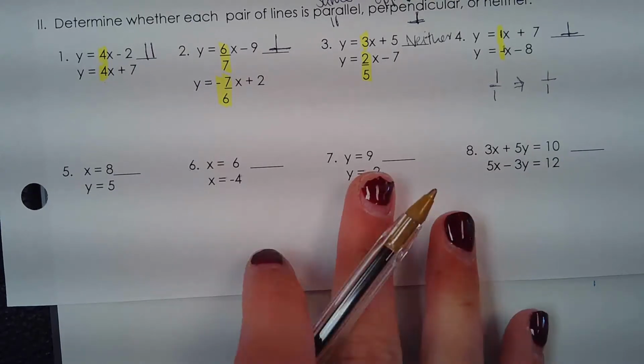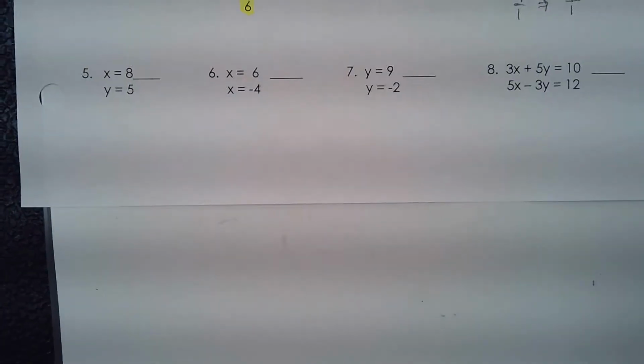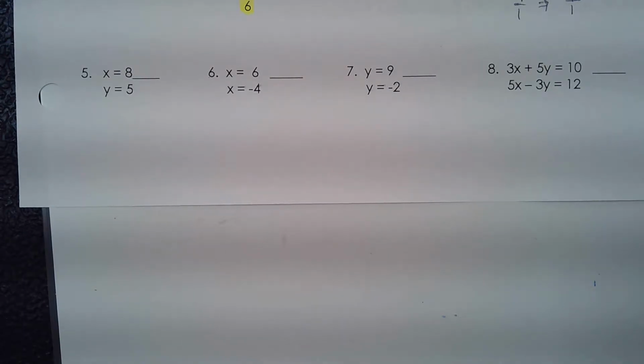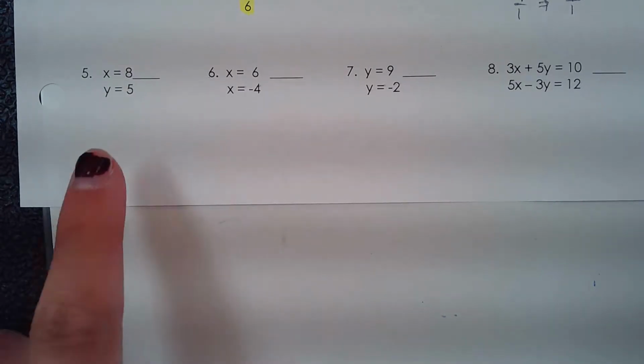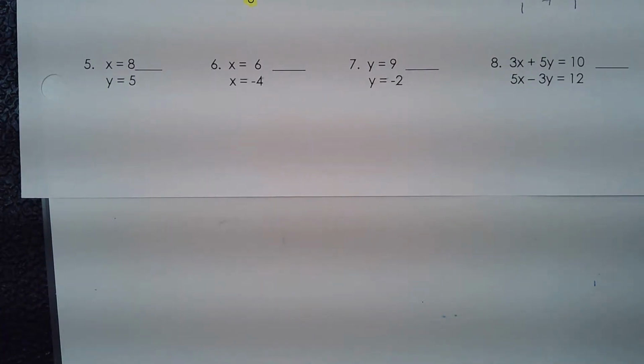So for number 5, we've got x equals 8. So show me what that looks like. If you got x equals some number, what kind of line is that? X equals 8. What kind of line is it? Vertical or horizontal? Vertical. So you got one of these. Then we've got y equals 5. So is that horizontal or vertical? Horizontal. So what are they going to be? Perpendicular.